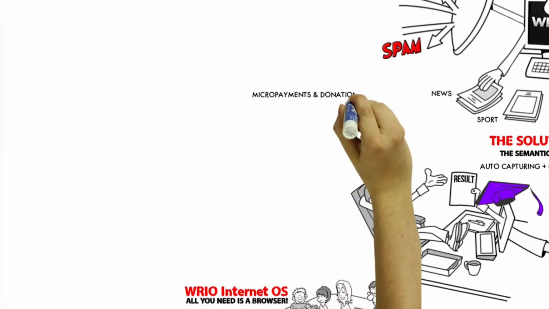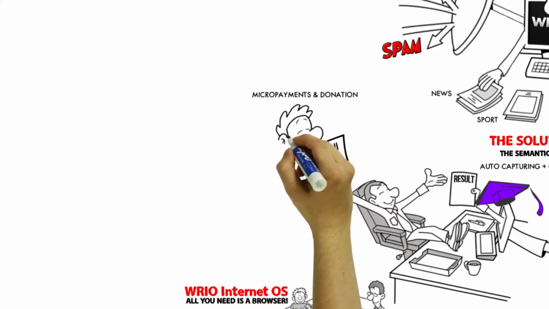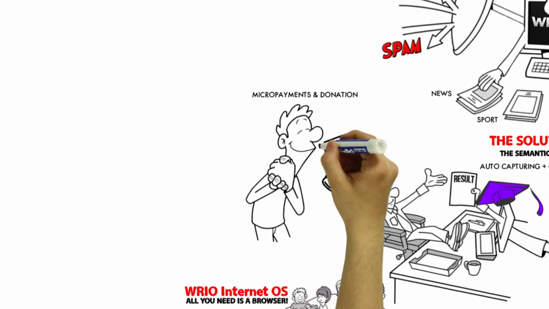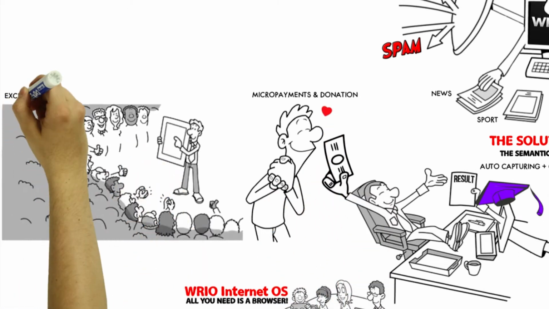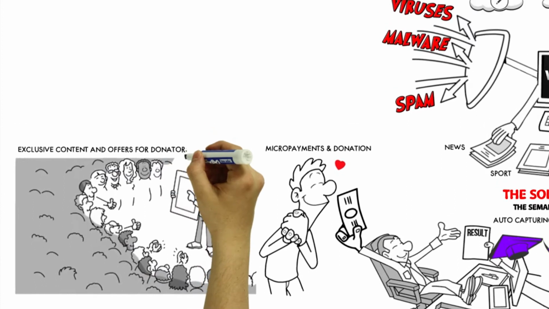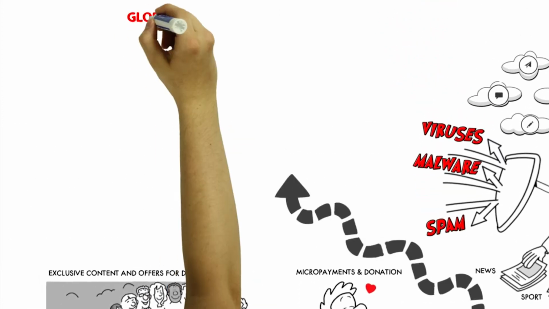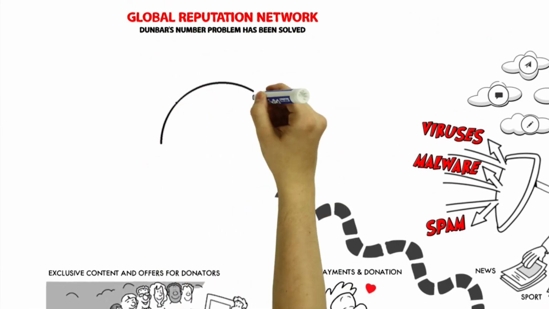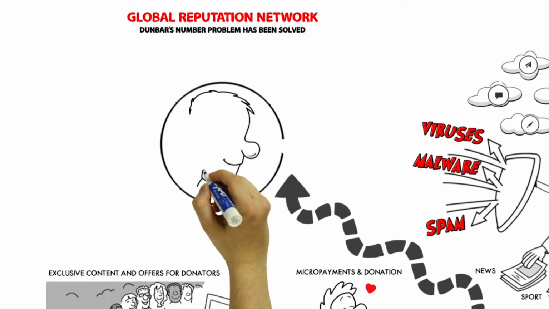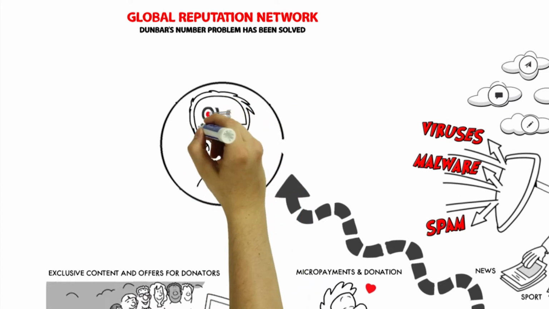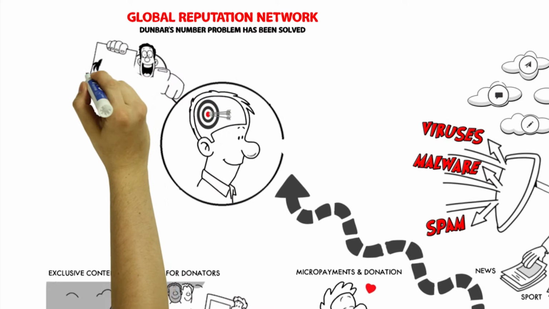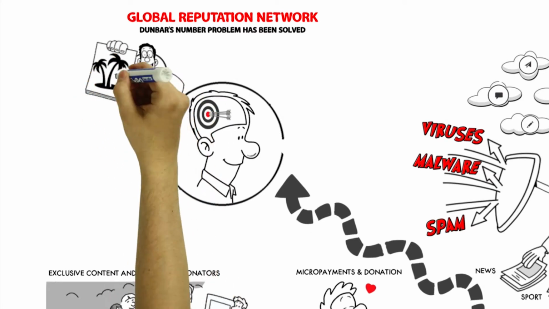Micropayments and donations supersede likes and provide financial support to authors, while donators receive access to exclusive content and special offers. Statistical data and micropayment amounts enable an accurate matrix of interests for each user and make it possible to find essential offers without any ads.